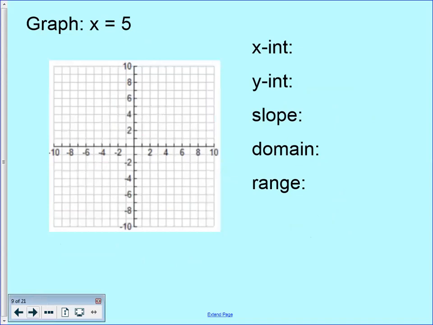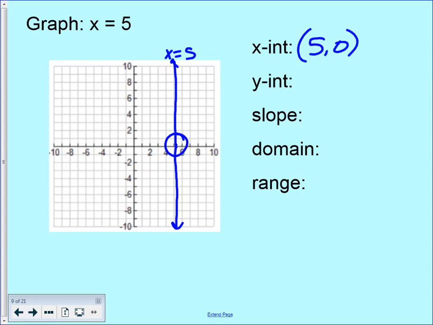All right, so what if I have x equals 5? It's very similar. The only difference is you need to go to your x-axis now, and you're going to draw a vertical line because you want this to go through the x-axis here at 5. So this right here, x equals 5. My x-intercept is where I cross my x-axis, which is right there at (5, 0). My y-intercept, there is none.